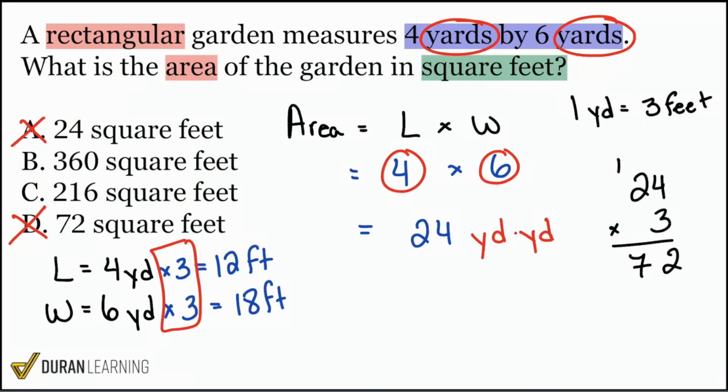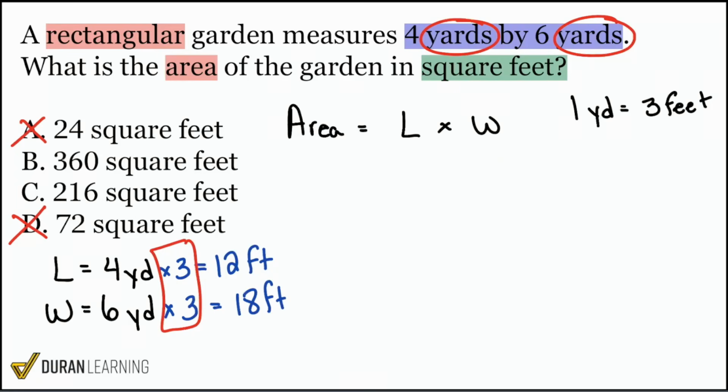That's the biggest key to a problem like this. So really quick, if you're doing conversions with area or volume, be careful. Be very, very careful. Because if you are careful and you convert first, you'll notice that this is simply going to be 12 times 18. And once we do that, check it out.